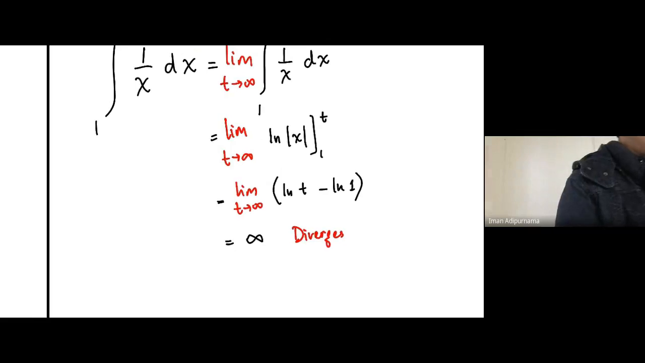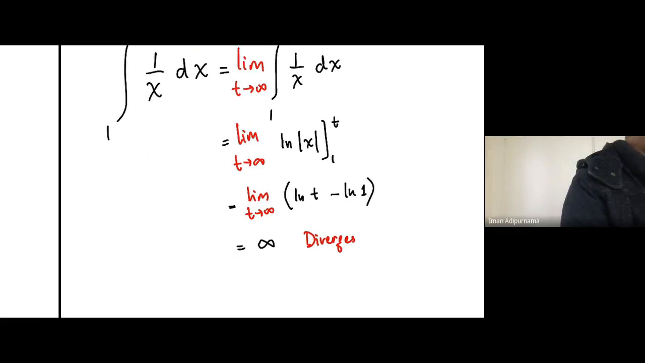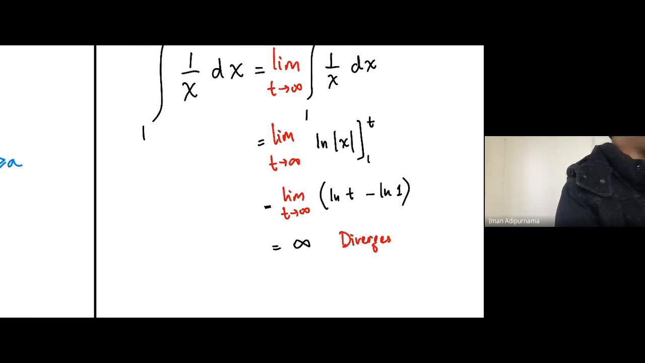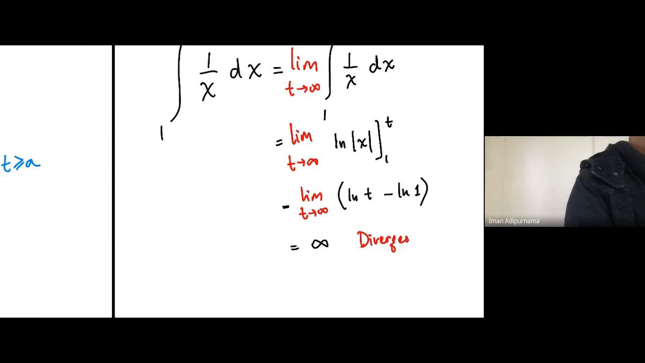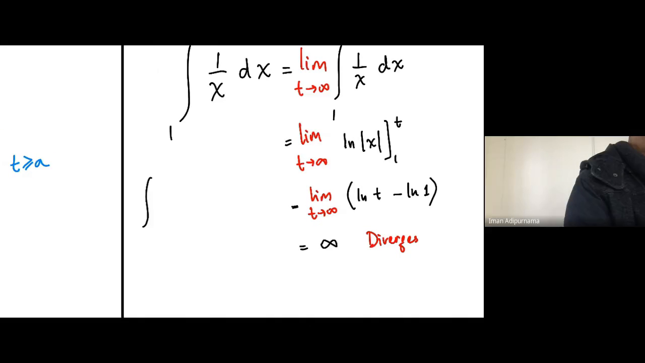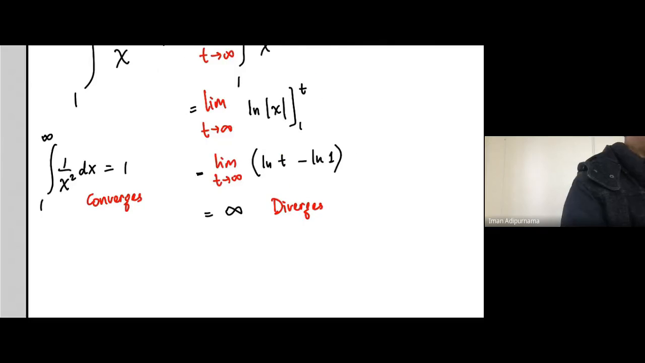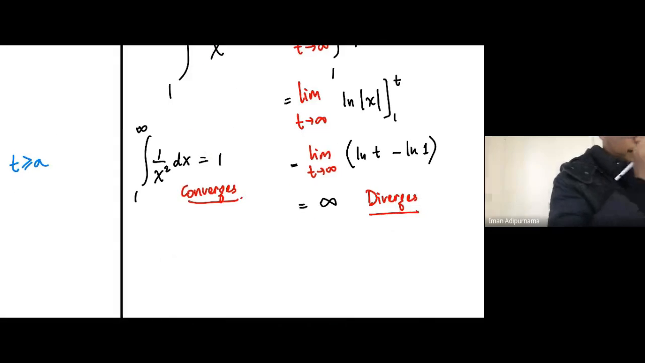Interesting, right? When we used 1 over x squared, remember, I will write on the left here, that one converges. And this one diverges.